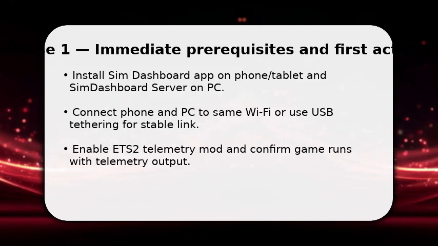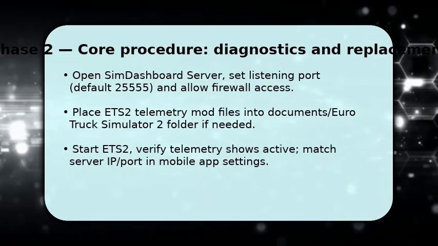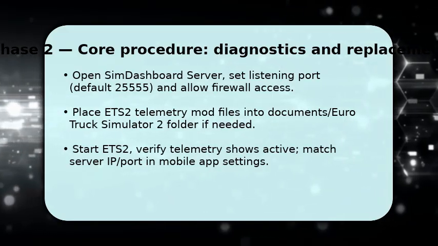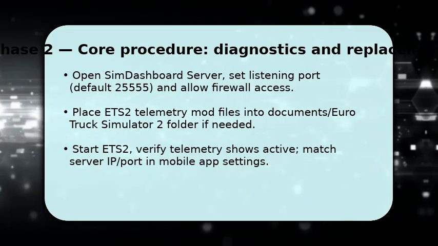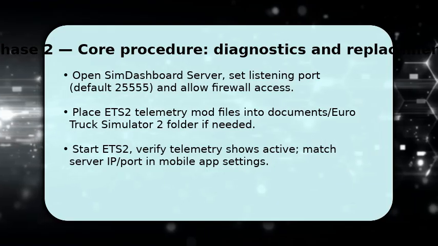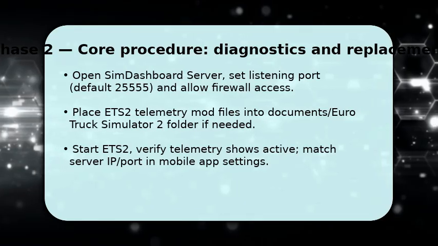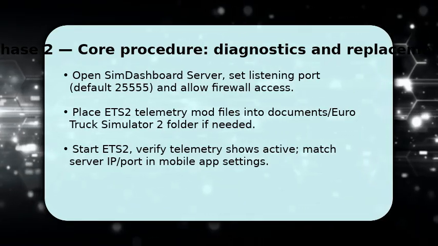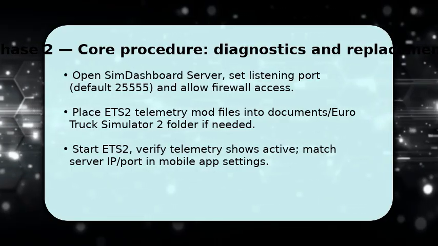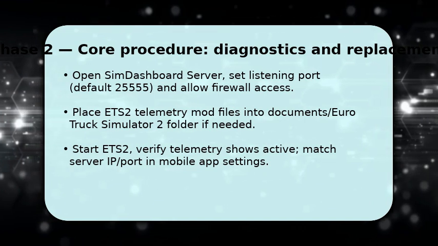Now you configure the bridge between game and dashboard. Open SIM Dashboard server on the PC, set the listening port, typically 25,555, and allow the program through the Windows firewall so packets flow. If your ETS2 version needs manual telemetry installation, copy the mod files into Documents/Euro Truck Simulator 2, then restart the game. Start ETS2 and check the telemetry indicator. Once it's active, enter the server IP and port into the mobile app so the client knows where to connect.